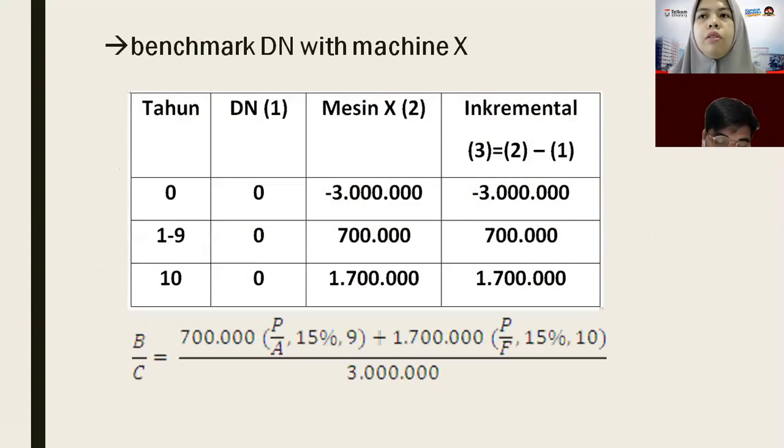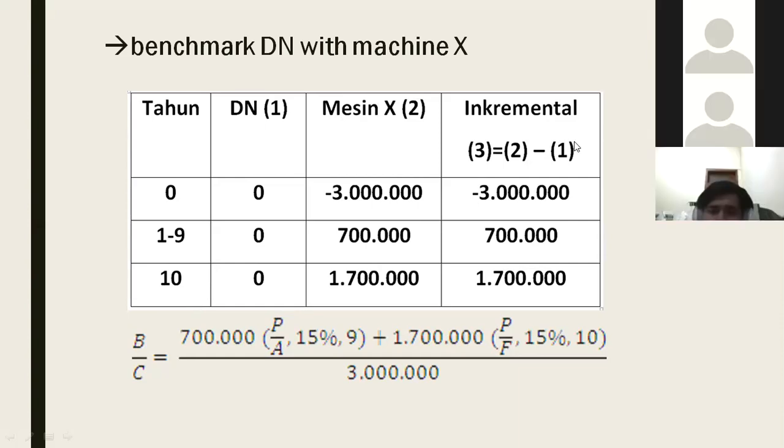Okay, so now let's do the table cash flow instead of the illustration or graphical cash flow. Let's do quick calculations. Here I have the years, and then we have do nothing against machine X, and then I have to do incremental calculations.